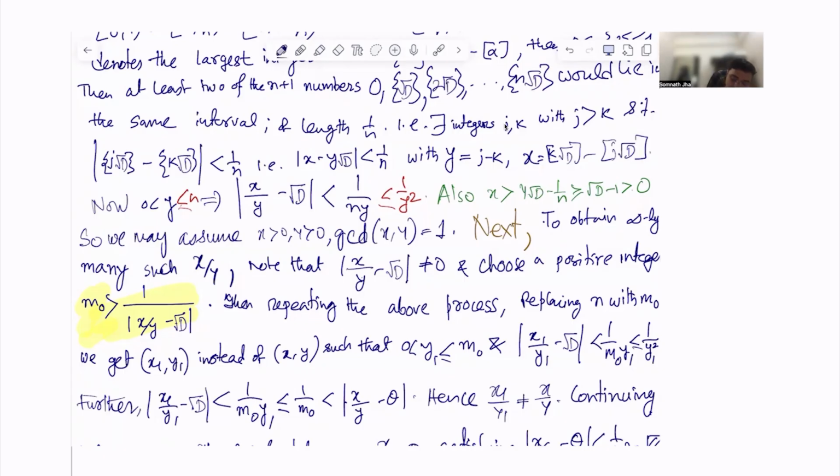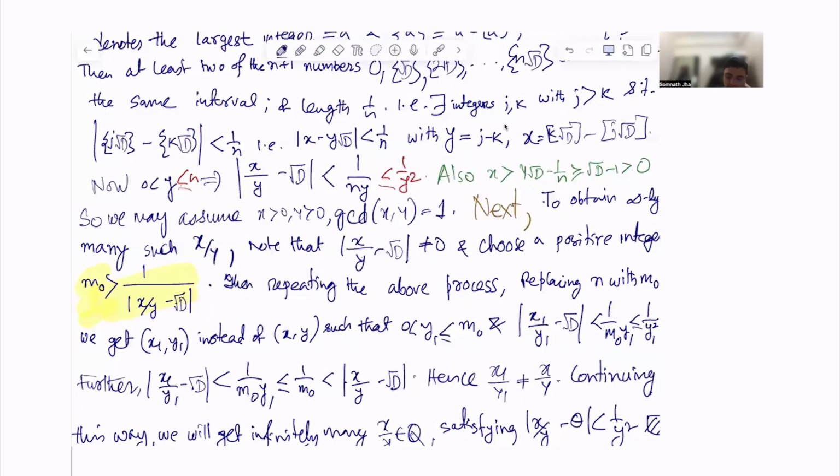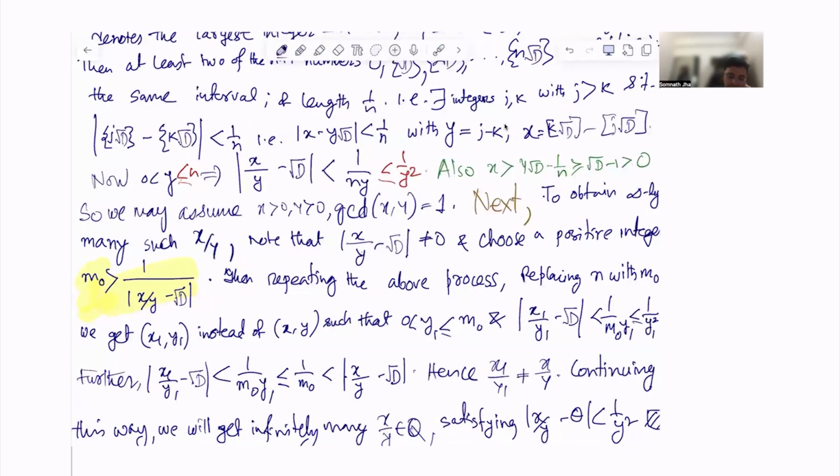So this x1 y1, how is it distinct? How do you know it is not the same as x y? That is because |x1 by y1 minus root d| is less than 1 by m naught times y1, which is less than or equal to 1 by m naught. I can write this because 1 by y1 is less than or equal to 1. So this is less than 1 by m naught, which is strictly less than |x by y minus root d|. So x1 by y1 cannot be equal to x by y. So I started with x y, then I found another x1 y1 which also satisfies this.